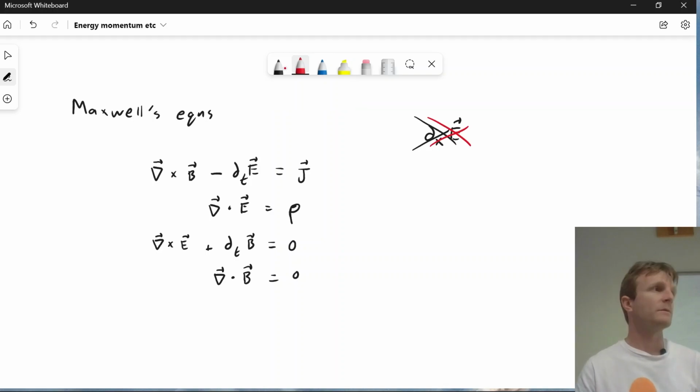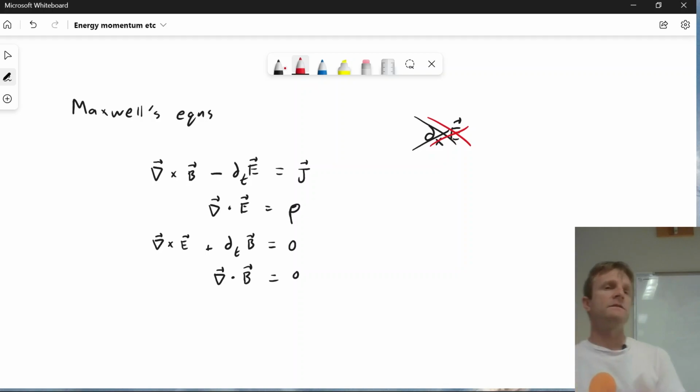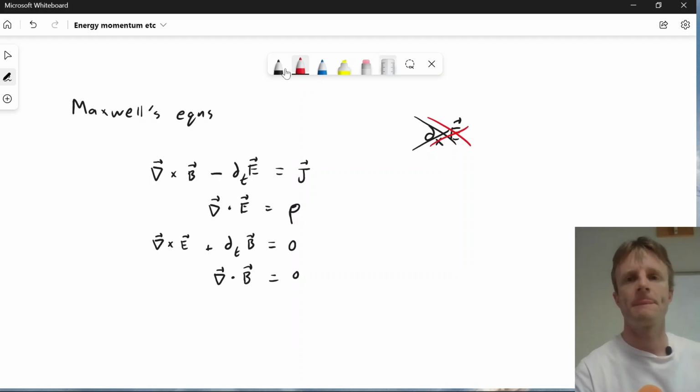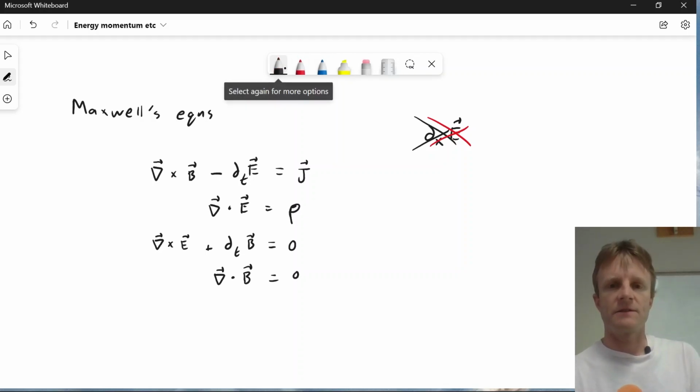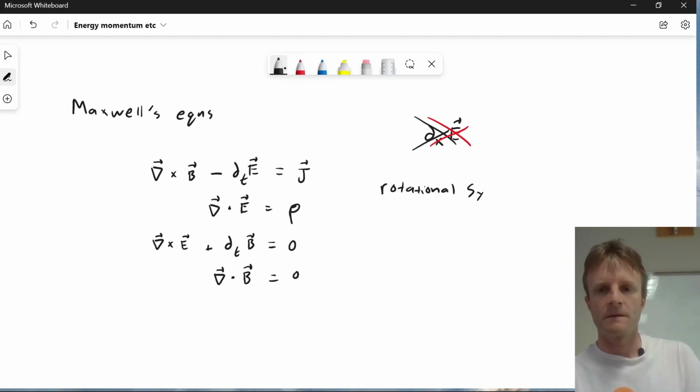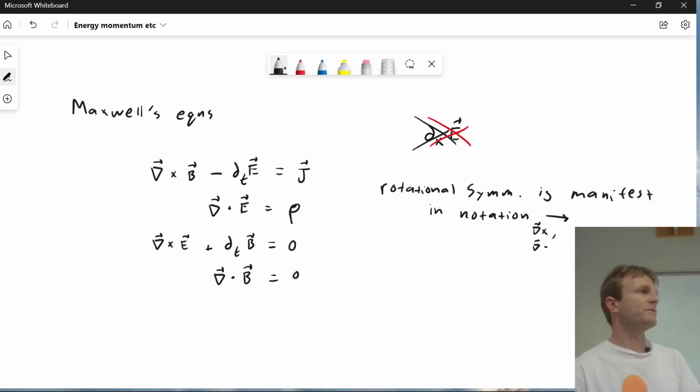That make reference to a preferred orientation of space. And the mathematical expression is if I worked very hard and did a rotation and wrote the components again, I would get the same exact equations. So what we say then is that the rotational symmetry is manifest in the notation. Manifest just means obvious. In the notation, the little arrow and the curl thing and the divergence thing, these things are defined so that rotational symmetry is always preserved.